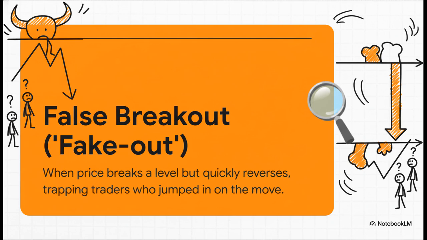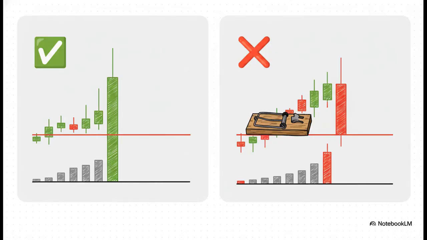This is what we call a false breakout, or a fake out. It's a nasty little move that's designed to trick people into jumping on board right before the market slams the door in their face. You'll hear traders use slang for it, like a bull trap for a failed upward break, or a bear trap for a failed downward one. So how can you even begin to tell the difference? Well, there are no guarantees, but you can look for clues.